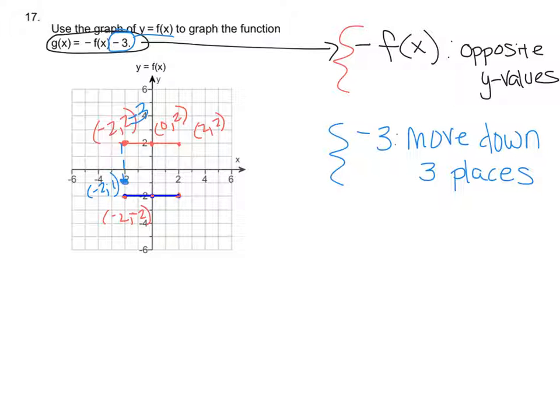So now, if I look at the middle point, instead of 0, 2, I'm going to have 0, negative 1. And then instead of 2, positive 2, I'm going to have 2, negative 1. So my new graph and my final answer is represented by this green line. And the 3 points of my new function are negative 2, negative 1, 0, negative 1, and 2, negative 1.